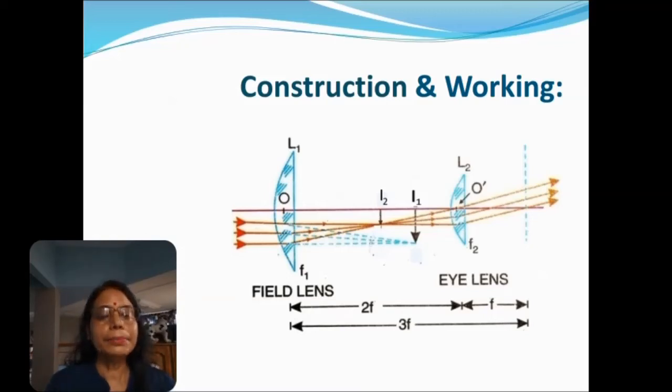In the figure, I1 is the inverted image of a distant object formed by the objective. This image acts as an object for the field lens. I2 is the virtual image of I1 made by the field lens. The eye lens is so adjusted that I2 lies at its focal plane. I2 in turn serves as an object for the eye lens, which makes its final image at infinity.